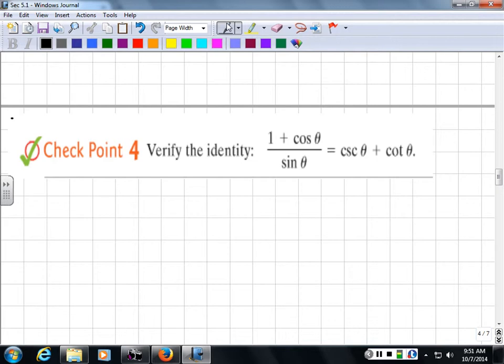I start on either the left or the right. Which side do I want to start on? Joseph, which side do you want to start on? You want to start on the right. Okay, let's do that. Let's see what happens. Since you want to start on the right, what are you going to do?